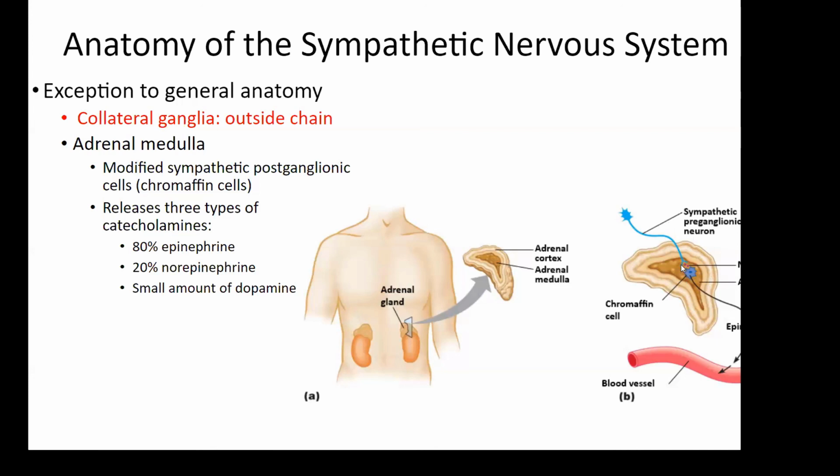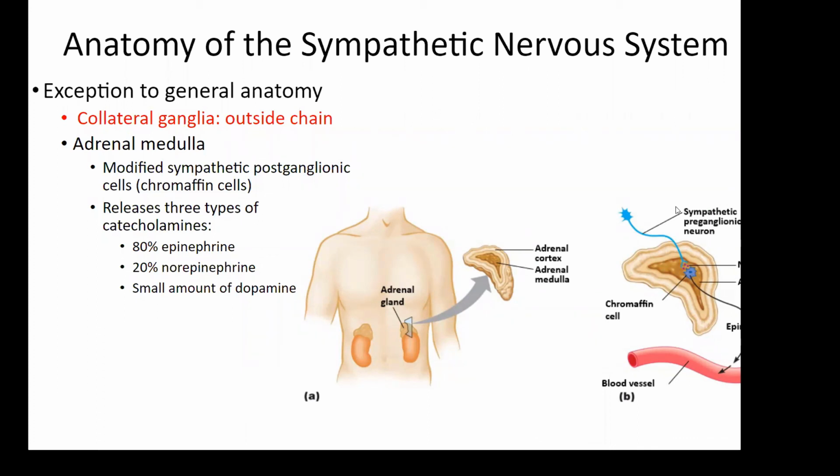It gets its own name because it's special, right? It's in the adrenal gland. It's not really a neuron, but it's similar. Okay, so this should be the bigger exception in your mind, because this is kind of weird. Okay, but this is a thing that happens with the sympathetic nervous system.